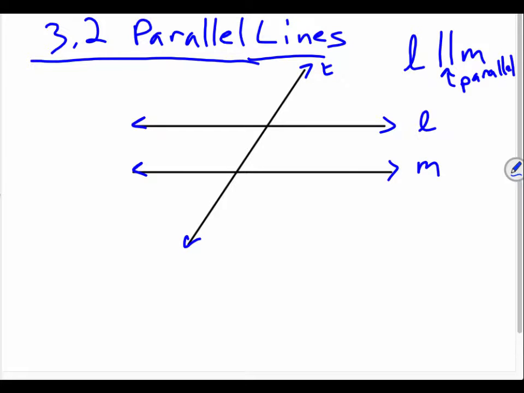Anybody remember what the name for T is? Yes, just say it. Transversal. Transversal. So whenever I have a line that intersects two parallel lines, or two lines at all, it transverses. Actually, whenever you have two lines that intersect, they transverse. But in geometry, we use the parallel lines with the transversal a lot.